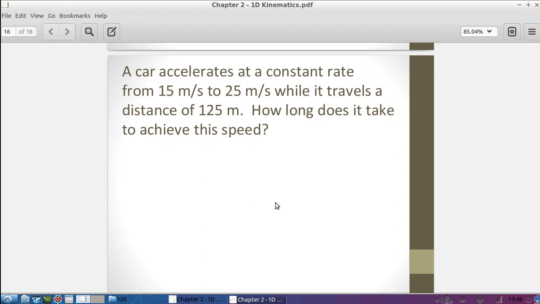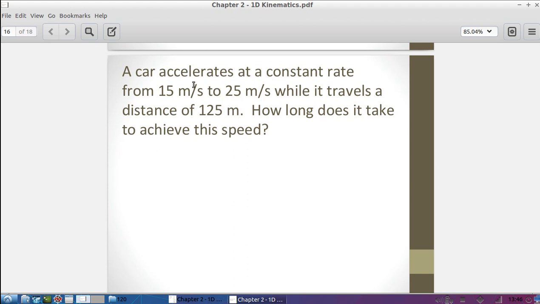Alright, so this is practice for another kinematics equation. I've got a change in velocity. I've got a car that's accelerating at a constant rate from 15 meters per second to 25 meters per second. That tells me the car's speeding up, so I'm expecting a positive acceleration.